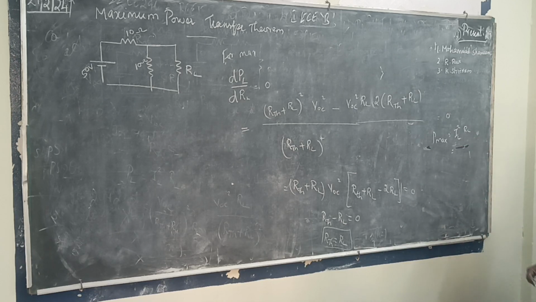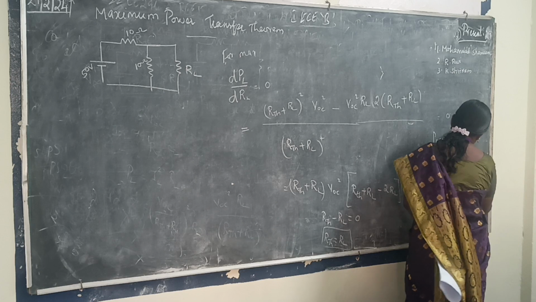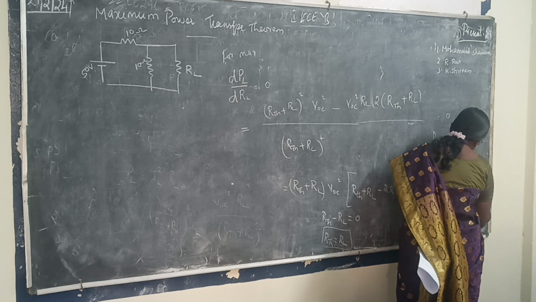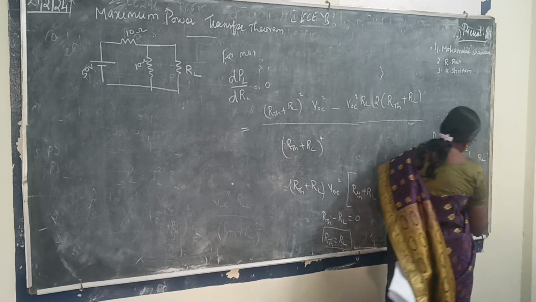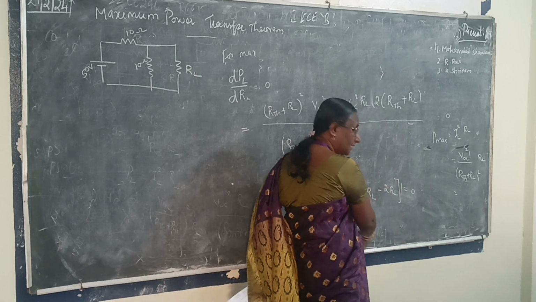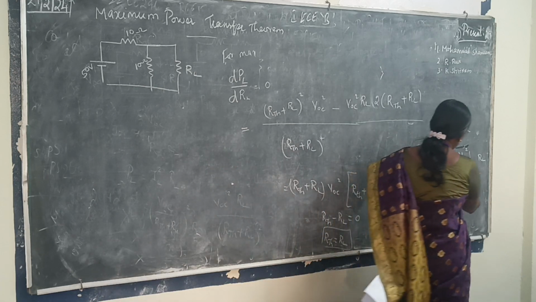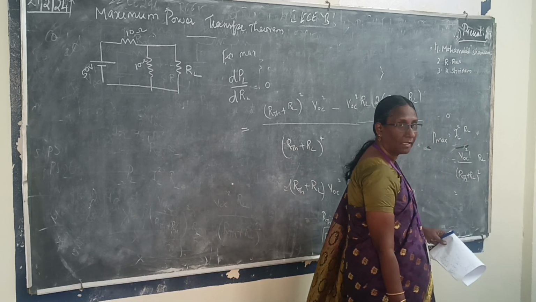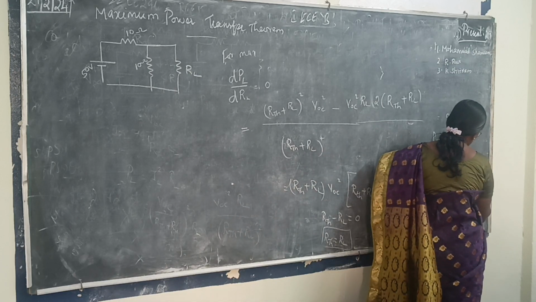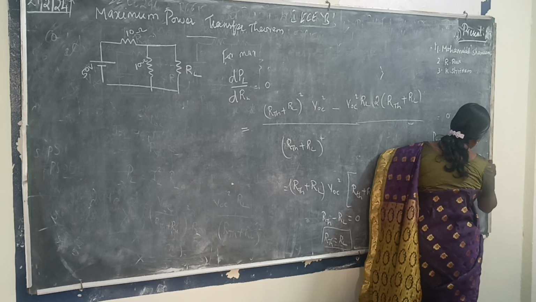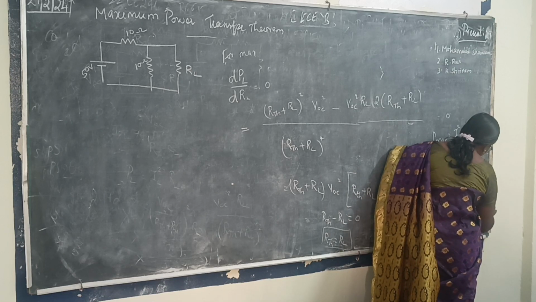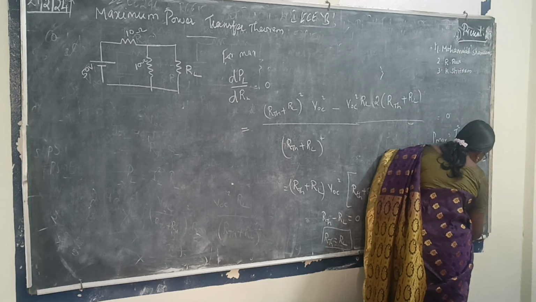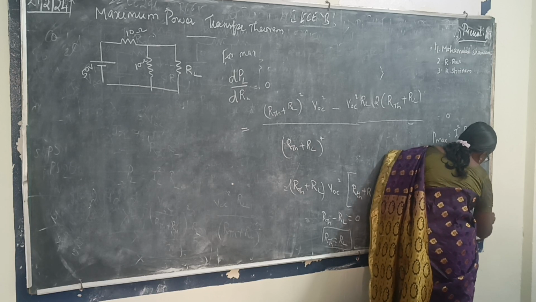IL squared into R. What is IL? What we write: VOC squared by, VOC by RTH plus RL the whole squared into RL. Then what is the condition? Maximum power flow, RTH is equal to RL. Then once you substitute RTH is equal to RL, or RL is equal to RTH, VOC squared into RTH by RTH plus RTH equal to, isn't it?